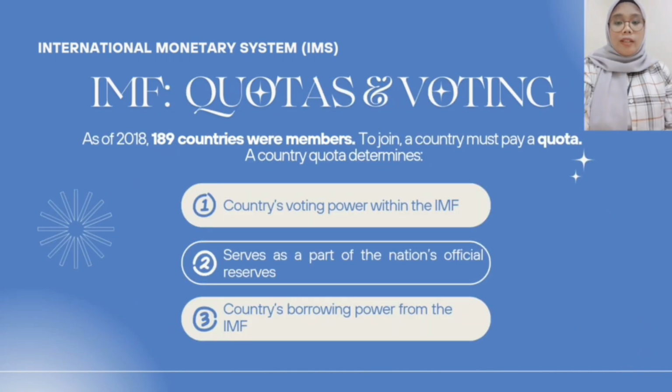The quotas and voting. As of 2018, 189 countries were members. To join, a country must pay a quota. A country quota determines countries' voting power within the IMF, serves as a part of the nation's official reserves and countries' borrowing power from the IMF.